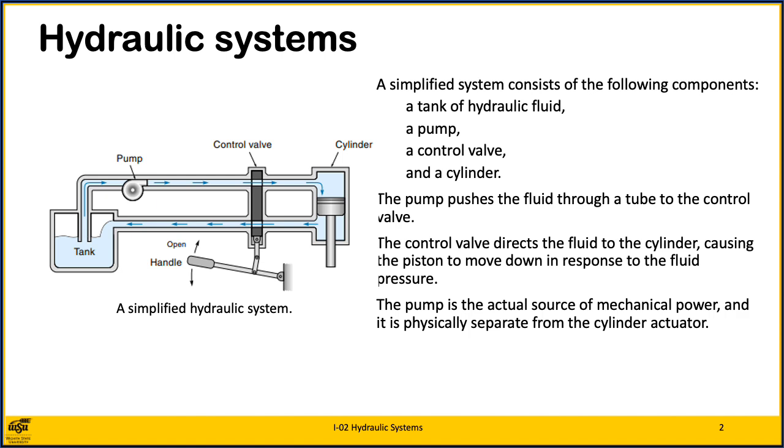The practical significance of this fact is that only the cylinder needs to be mounted at the place where the motion is needed. The pump can be elsewhere. This allows a relatively small component, such as a hydraulic cylinder, to provide far more power than a similarly sized electric actuator, which must have the motor attached.